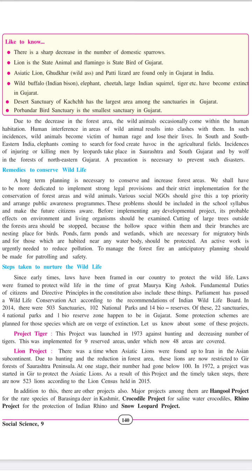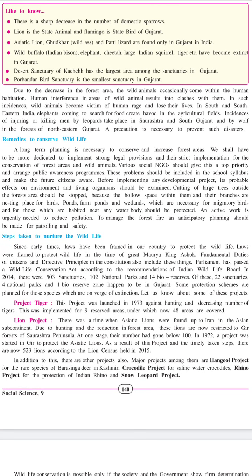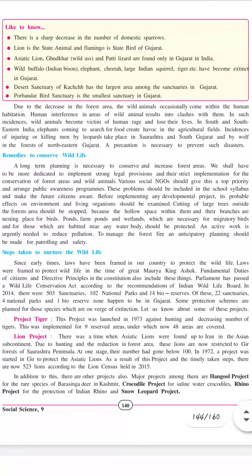In south and southeastern India, elephants which are coming in search of food create havoc in the agricultural fields. Incidents of killing or injuring men by leopards take place in Saurashtra and in South Gujarat, and by wolves in the forest of North Gujarat. Precaution is very necessary to prevent such disasters.